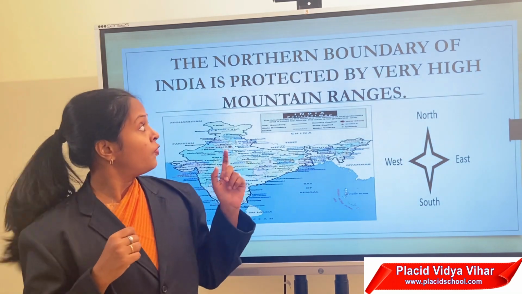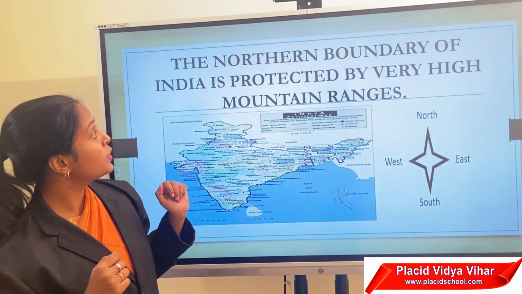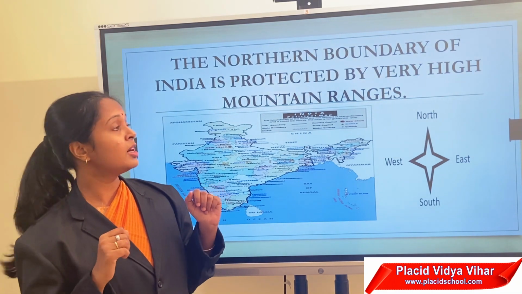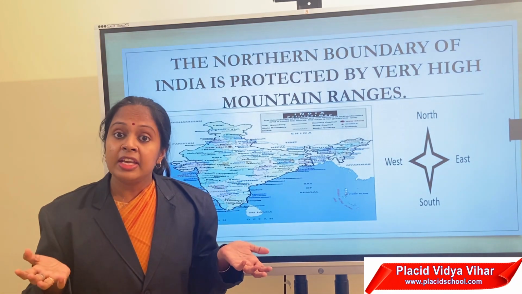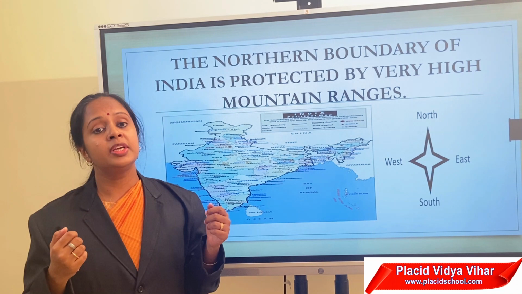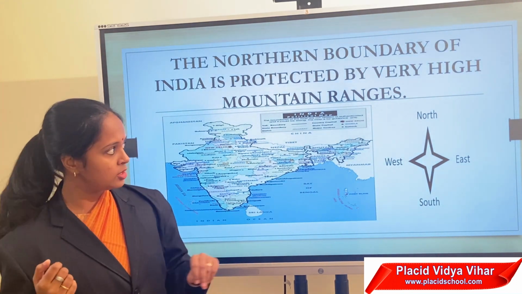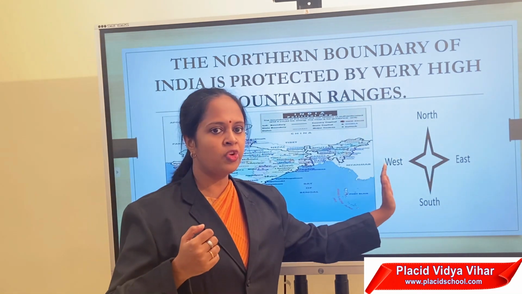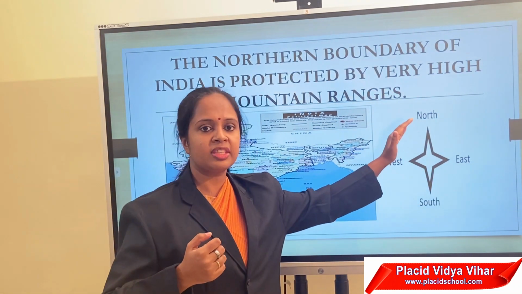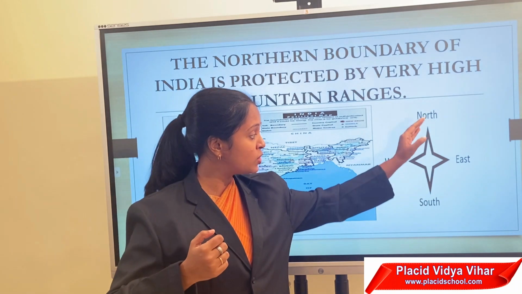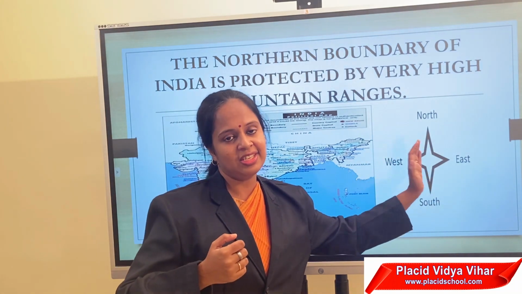Okay. First feature is the northern boundary of India is protected by very high mountain ranges called Himalayas. Children, you know the 4 important directions, right? North, south, west and east.